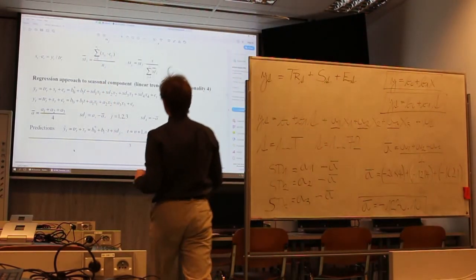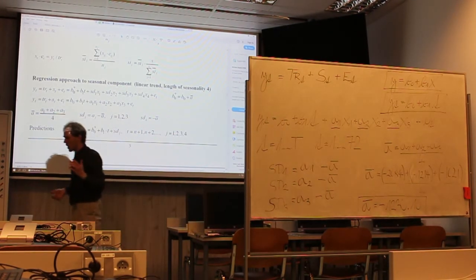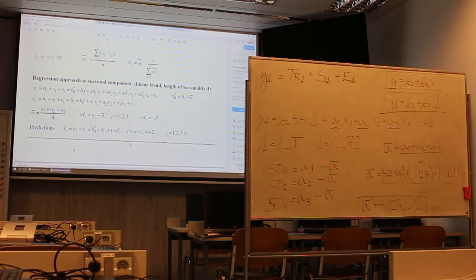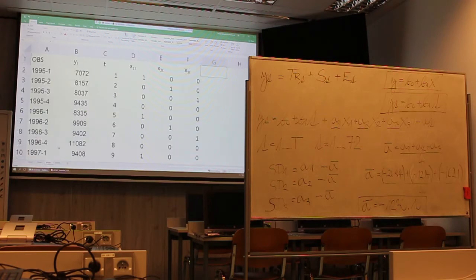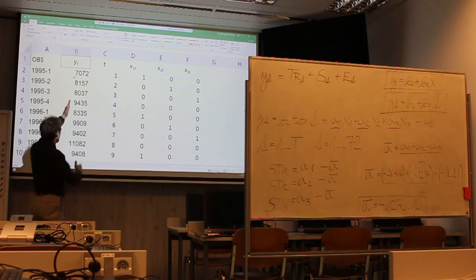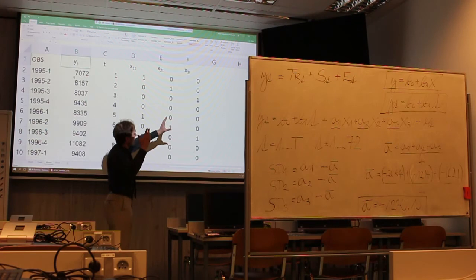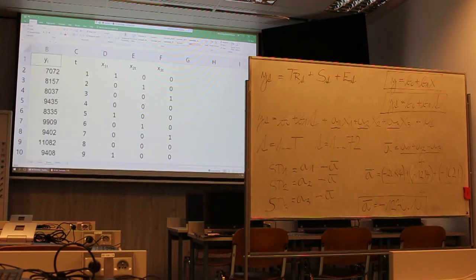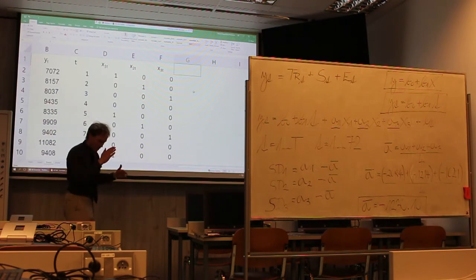So according to the following formulas, we can fit the data. Please check Microsoft Excel. There is our sheet 3, where we have the empirical data, the time variable, and the dummy variables, and we will continue here.